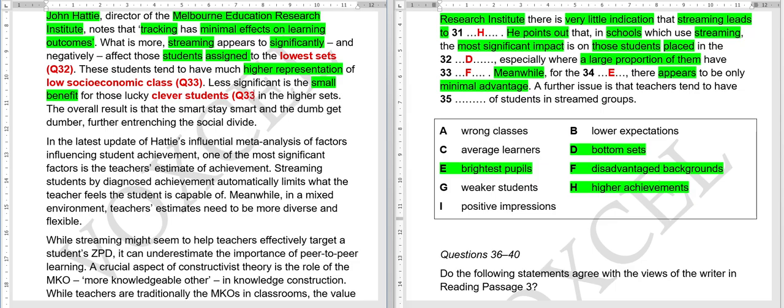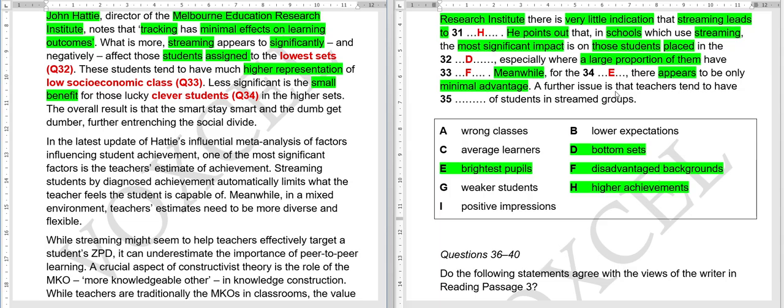That's question 34. I hope you were able to identify this. So clever students. So you cannot say clever students, average learners. They are brightest pupils. They are not weaker students. They are not average learners. So brightest pupils. I hope it is clear. Let's read the 35th question now.